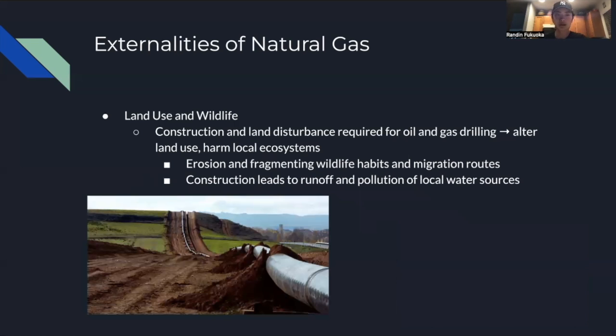Next one is land use and wildlife. So the construction and land disturbance required for oil and gas drilling leads to altering the land use and it also harms local ecosystems. So these processes cause erosion and also affect wildlife habitats and migration routes. And this construction leads to runoff and pollution of local water sources as well. So as you can see from this picture, that's one of the pipes transporting the natural gas, and you could clearly see how much destruction of land is needed to install these pipes.